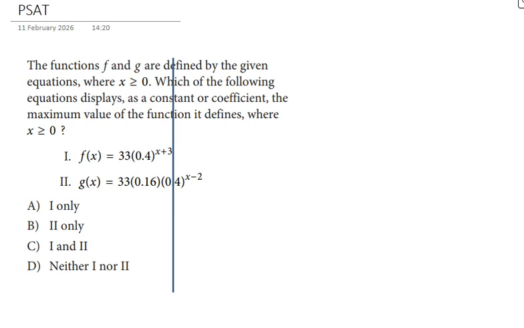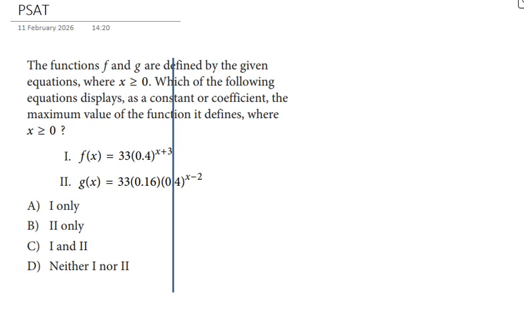Today we will solve this Pre-SAT question. The question says the functions f and g are defined by the given equations where x is greater than or equal to 0. Which of the following equations displays as a constant or coefficient the maximum value of the function it defines where x is greater than or equal to 0? First, f(x) is equal to 33 times (0.4)^(x+3), and the second, g(x) is equal to 33 times 0.16 times (0.4)^(x-2).